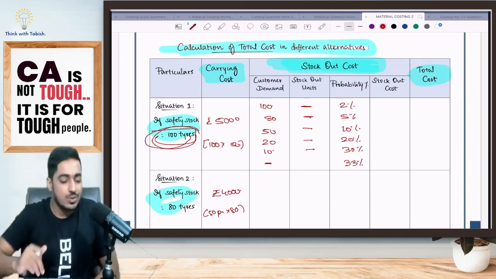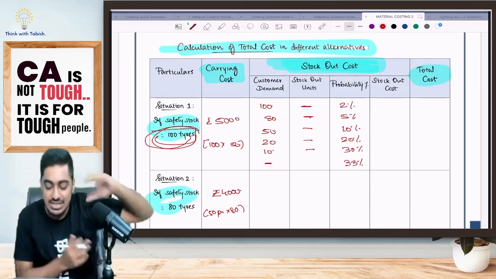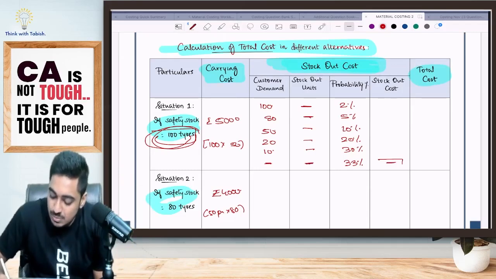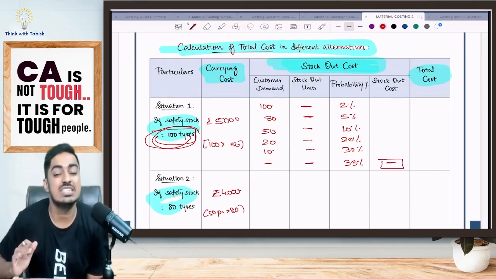You don't come only. Do I have tension? No, my health is good. But is there a stock out? There is no stock out. That means my stock out cost here will be zero. Because whatever my customer will come and ask, I have with me maximum goods as safety stock.